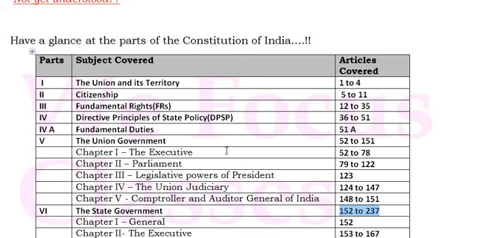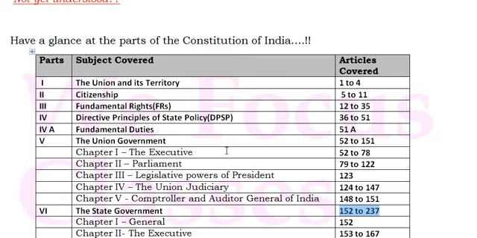The constitution is talking about the union and its territory. The constitution is also talking about citizenship: who are the citizens of India, how citizenship will be acquired in India, who will be called an Indian citizen, who will be called an NRI, and who will be called an NRO. Everything will be given here, and we'll be discussing them. And what are the fundamental rights?